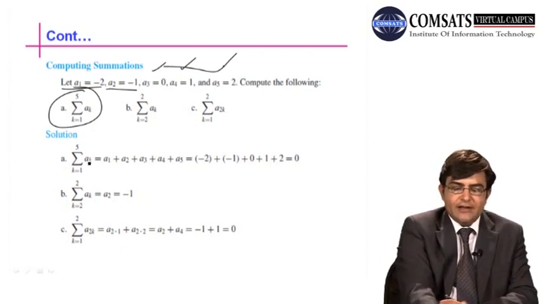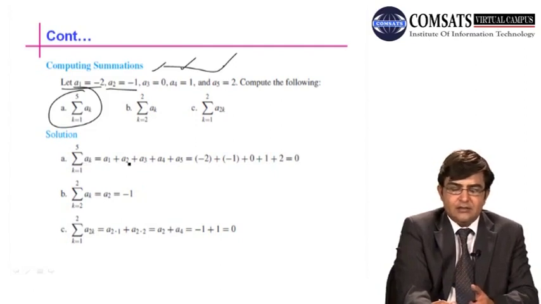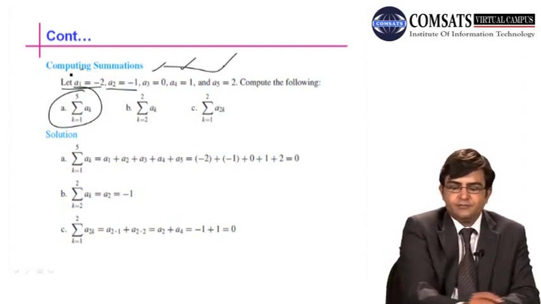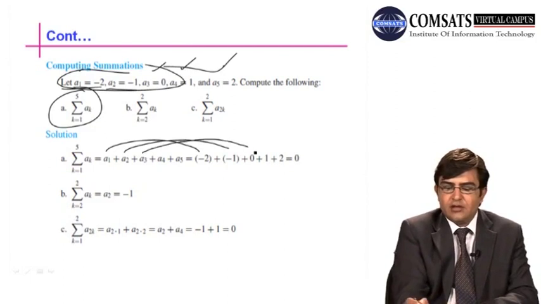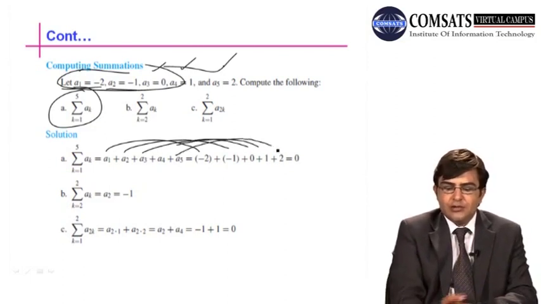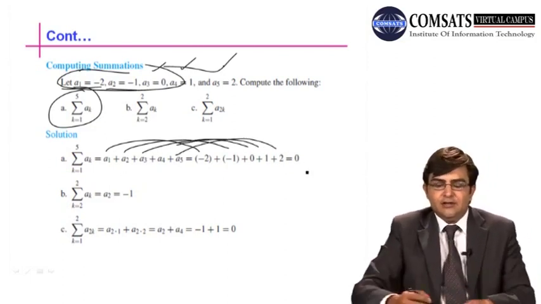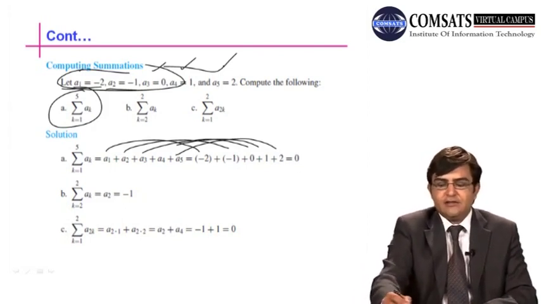First of all, we have to expand it. k can take the values from 1 to 5, so we put k is equal to 1 here, we get a1, plus then we put k is equal to 2, we get a2, a3, a4, and a5. Now we use these values. a1 is what? -2, a2 is -1, a3 is 0, a4 is 1, a5 is 2. We put the values here and we sum up these values and we obtain the answer, which is 0.